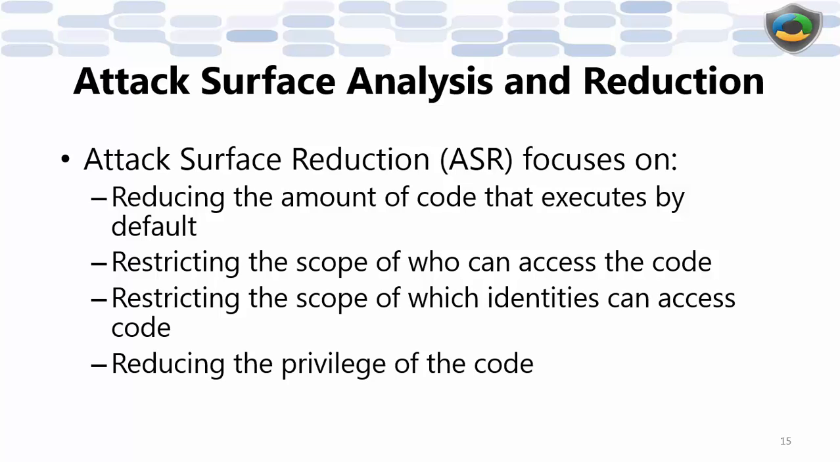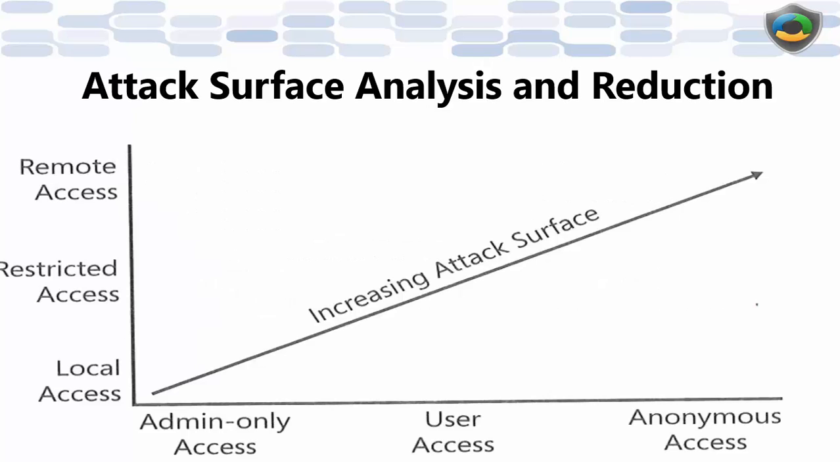Notice here we're talking about ASR focusing on 4 components, and they're all in the reducing mode: reducing the amount of code executed by default, reduce the scope of who can access the code, reduce the scope which identities access the code, and reducing the privilege of the code. Reduce, reduce, reduce. So again, as you go from admin only permission to anonymous access permission, the threat of risk goes up. As you go from local access to remote access, the threat goes up.